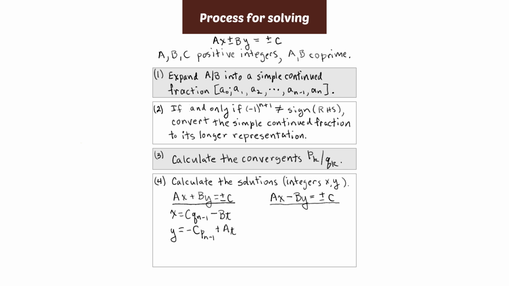P sub n minus 1 is the numerator of the second to last convergent, and t represents a set of integers again. If the equation you're solving has the form ax minus by equals plus or minus c, in this case x equals c times q sub n minus 1 plus b times t, and y equals c times p sub n minus 1 plus a times t. Just like before, a, b, and c are from the original equation. P sub n minus 1 and q sub n minus 1 are the numerator and the denominator of the second to last convergent, and t equals the set of all integers, including 0, and the positive and negative values.